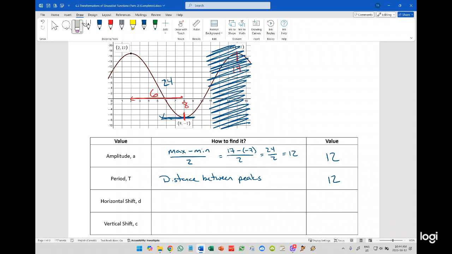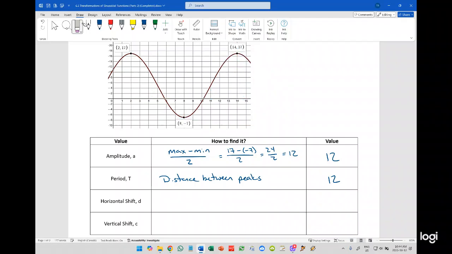All right, I'm going to get rid of this extra stuff here because I don't think we need it anymore. There we go. The horizontal shift, again, this one's pretty easy to find. It's just the location of the first peak. And the first peak appears up there at 2. So I'm just going to put down 2.